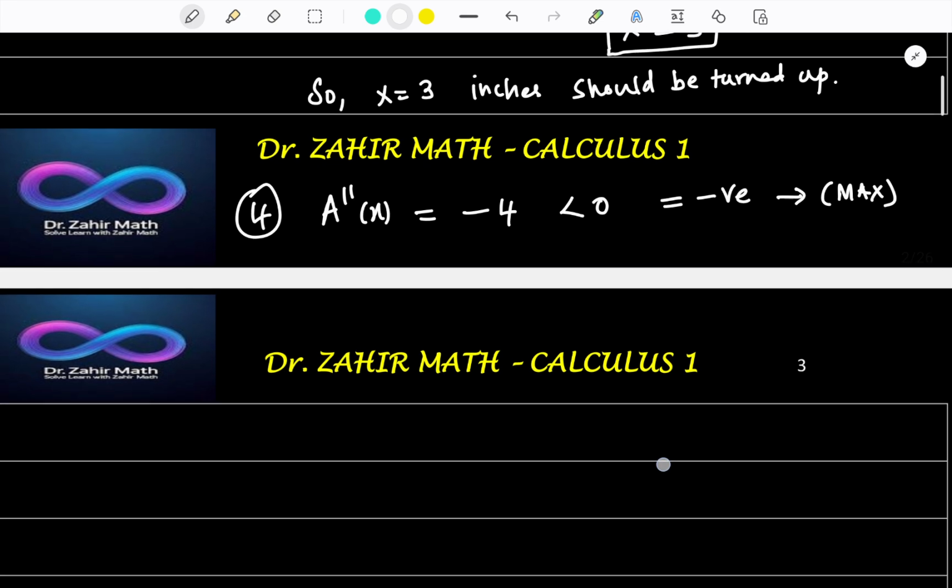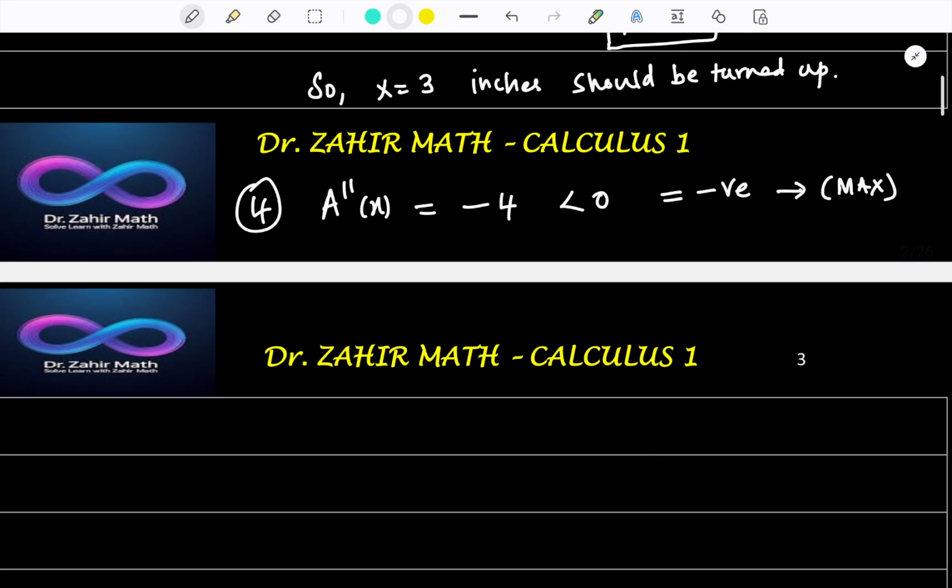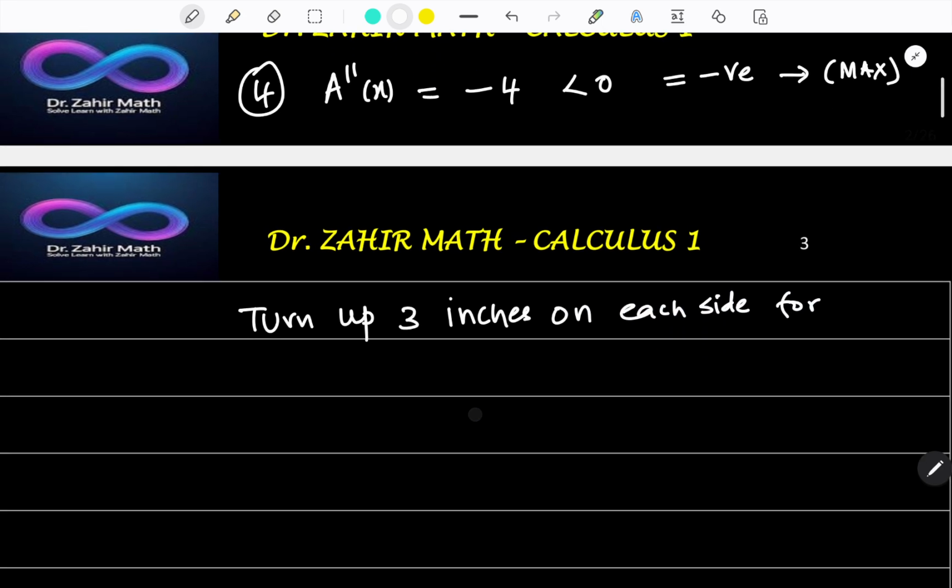So from this, what are we going to do? We are going to say turn up 3 inches on each side for greater capacity. So finally we say turn up 3 inches on each side for greatest capacity. So that's all for this question.